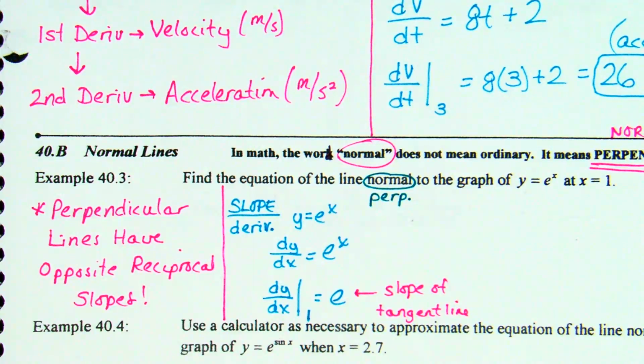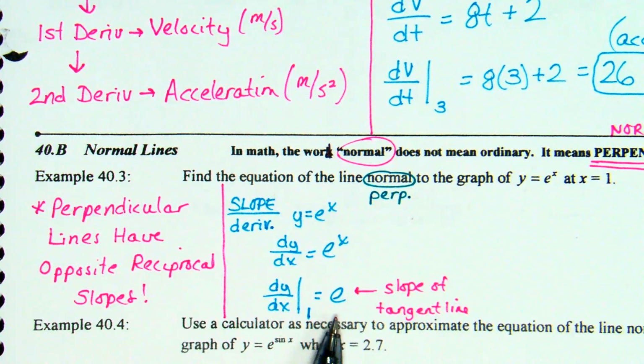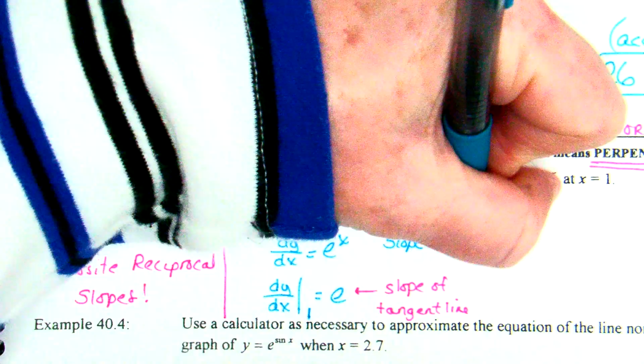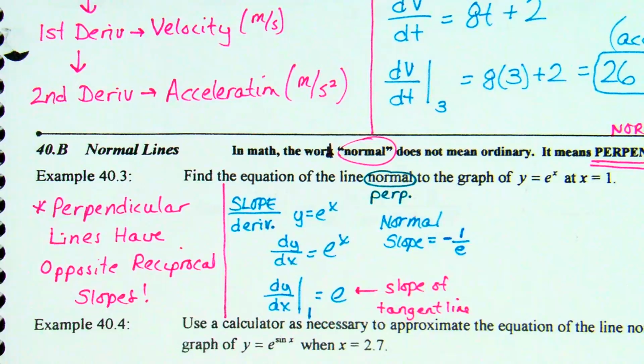How would he get that? Flip the sign. Yeah, it's the opposite reciprocal slope, yes? So the opposite of positive e is negative e. The reciprocal of e is 1 over e. So my normal slope is negative 1 over e. That's the slope I'm going to use here in a little bit.